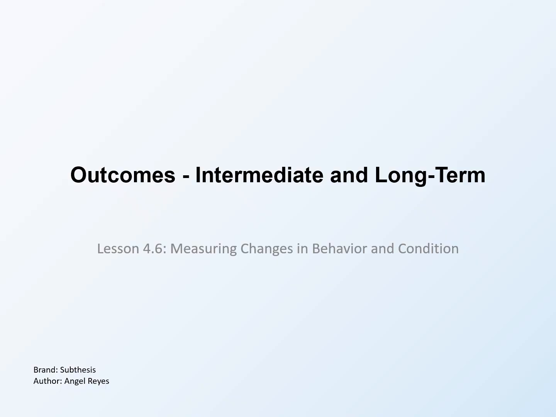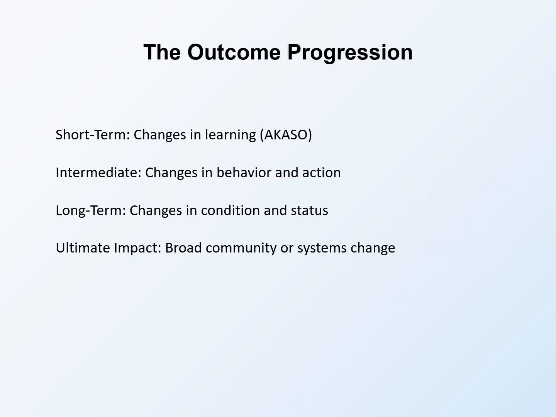By the end of this lesson, you will understand how to articulate behavior changes that follow from learning, condition changes that result from sustained behavior change, and the logical progression from immediate learning outcomes to ultimate community or population level impact. Outcomes progress through distinct levels that build upon each other in a logical sequence from immediate to ultimate change.